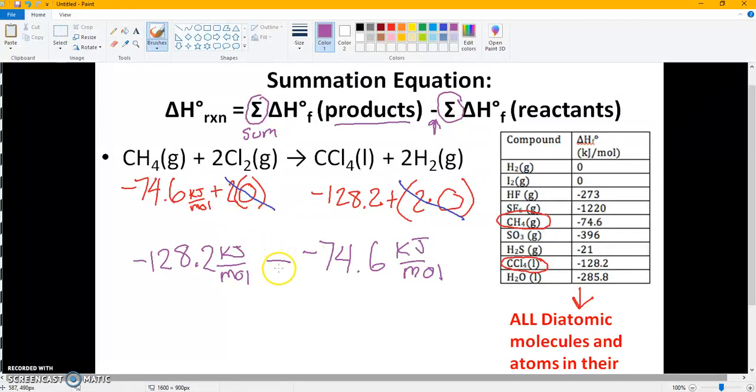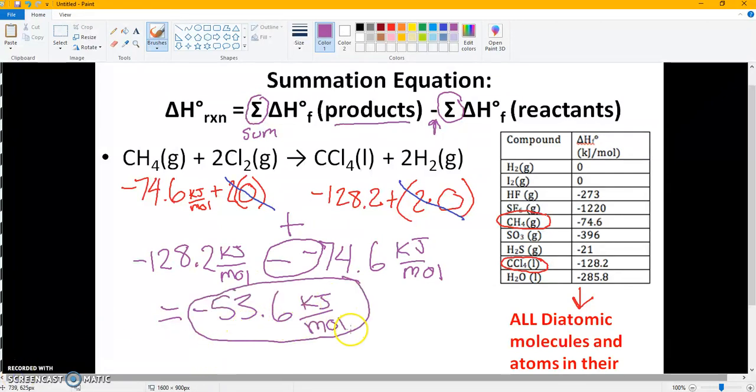When I have a minus a negative, that turns into a big old plus sign. So when I solve it, negative 53.6 kilojoules per mole. So what this means is, when this reaction occurs, overall, it's going to release, because there's a negative, it's going to release 53.6 kilojoules for every mole of methane I burn. Okay? That's what that means.